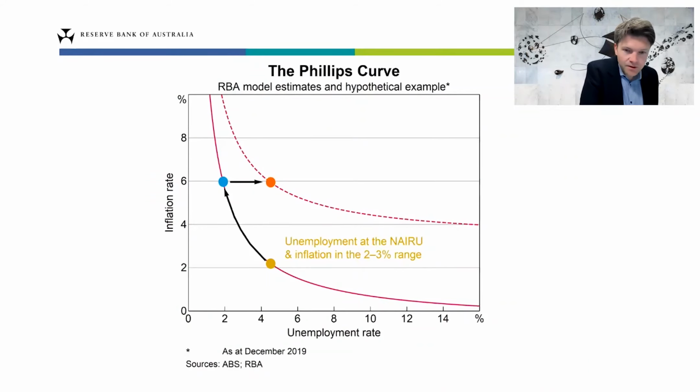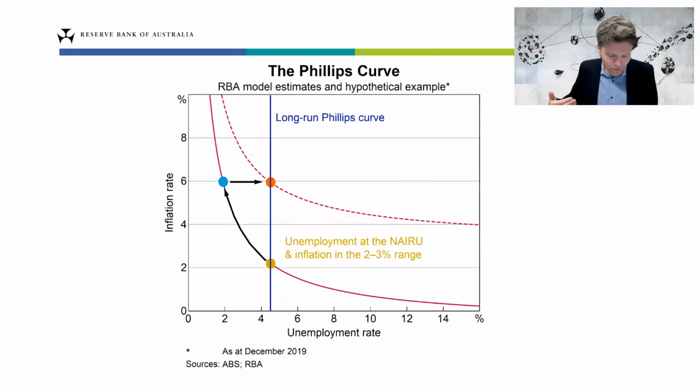Now, if you keep applying this logic, what it means is that in the long run, there is actually no trade-off between inflation and unemployment. And if the RBA tries to exploit this short-run Phillips curve relationship, the only thing that will happen is we'll end up with higher inflation. And so for that reason, you can see that the long-run Phillips curve is just a vertical line.